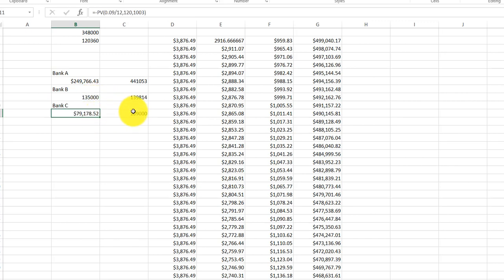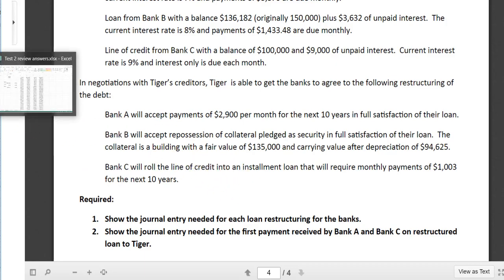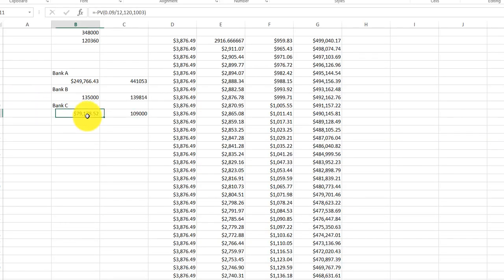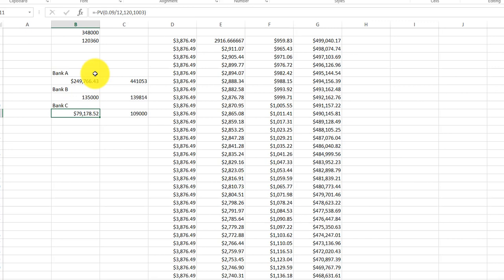And then the last one, we have a line of credit with, again, some interest added in of $9,000. We then figure out the present value of the future payments, using the old rate of interest, 9% on this, and it's 10 years and the new payment. That gives us a fair value of just under 80,000. We take the difference between these two, that's a loss. We're going to debit loss and credit the note receivable.